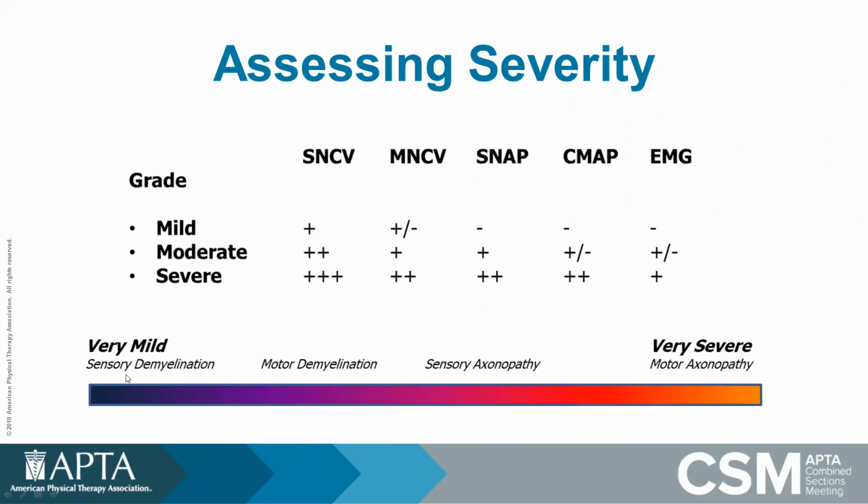Oftentimes, early sensory changes are considered less significant than motor changes. Then as we begin to lose axons, things move a little more severe sensory-wise. And when we really start to lose motor axons, then things become more severe. So in the continuum from very mild to very severe, we go from early mild demyelination to more significant demyelination, conduction block, to sensory axonopathy, to motor axonopathy, to very severe motor axonopathy. Does that make sense? Yes. Okay, thank you.